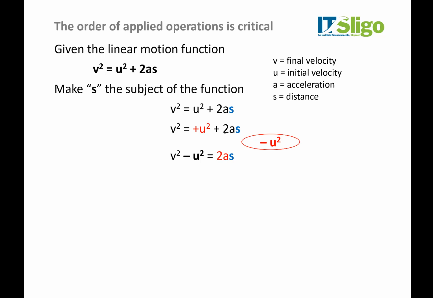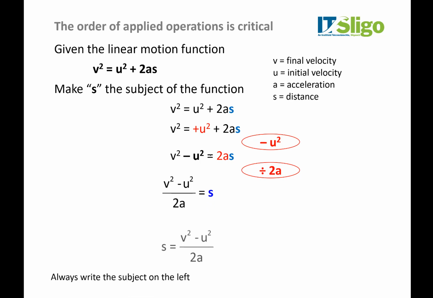Now the 2a is acting on the s. We want to get rid of that, joined on by multiplication. So we divide both sides by 2a. Finally then, always write the subject on the left. And this is now our manipulated function. So this skill, guys, is very important. We really need to be au fait with this.